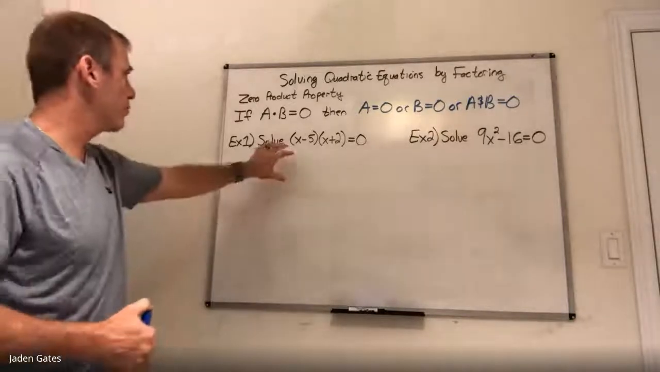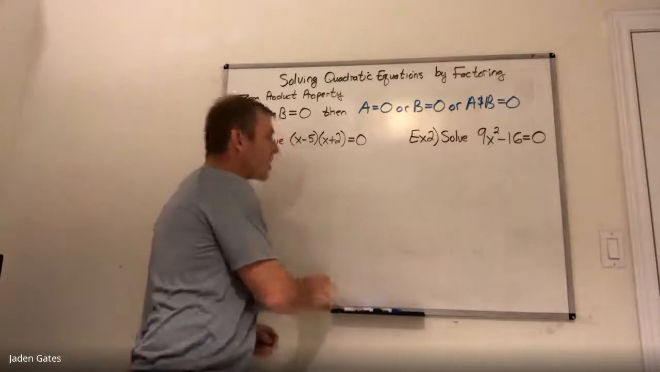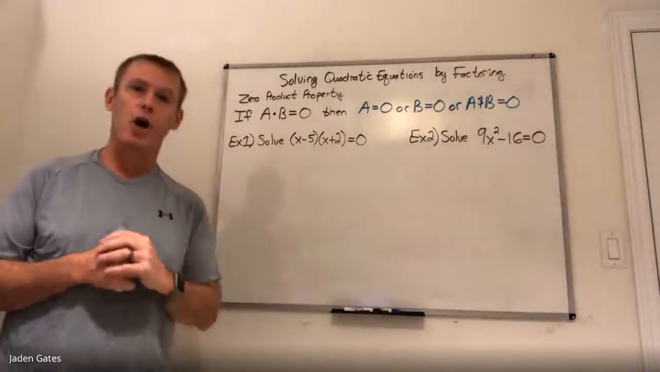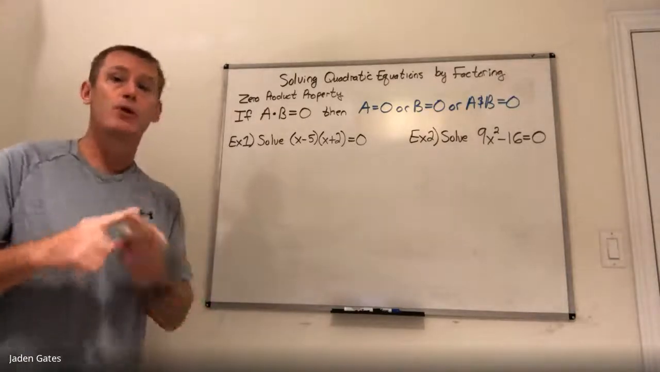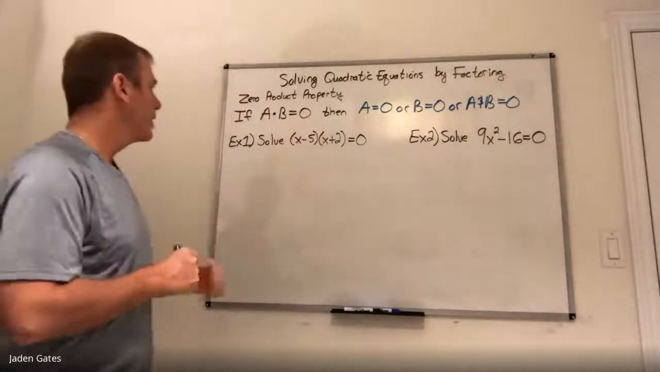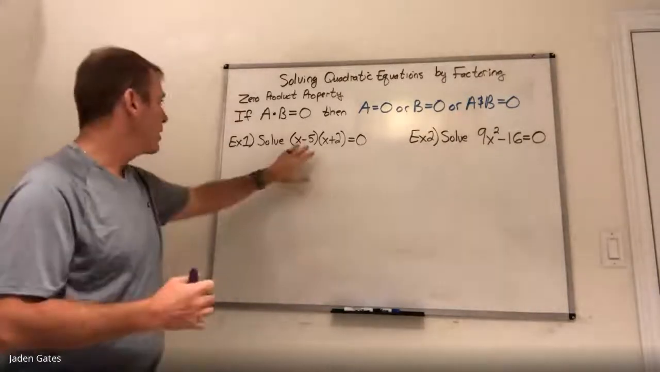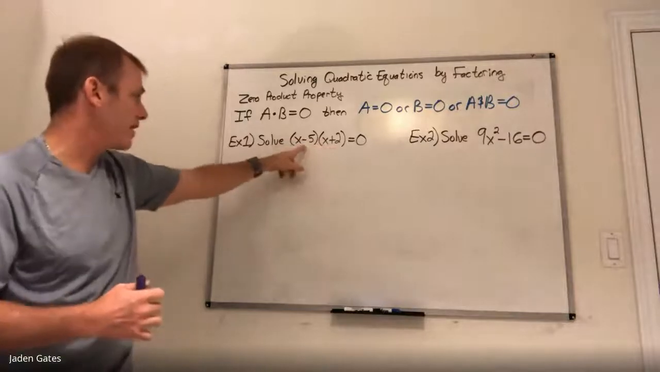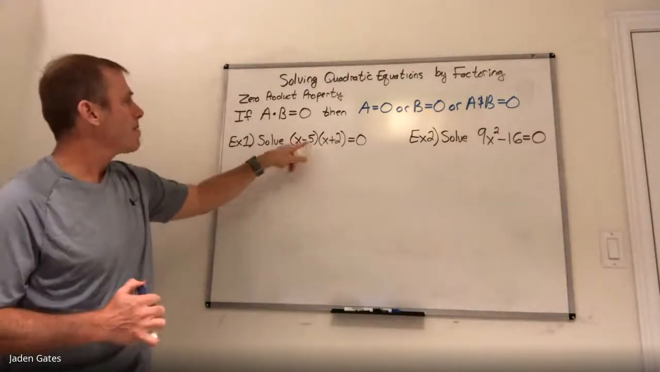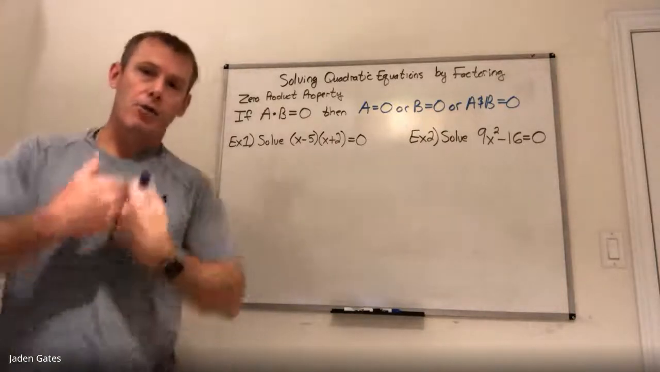So here's what we do for a quadratic equation. The two steps we use to solve quadratic equations by factoring are, number one, you've got to be able to factor, and number two, we use that zero product property. In example one, I've already factored the thing, where I again have two pieces. A would be x minus 5, and B would be x plus 2. So that's a quadratic that's already been factored.